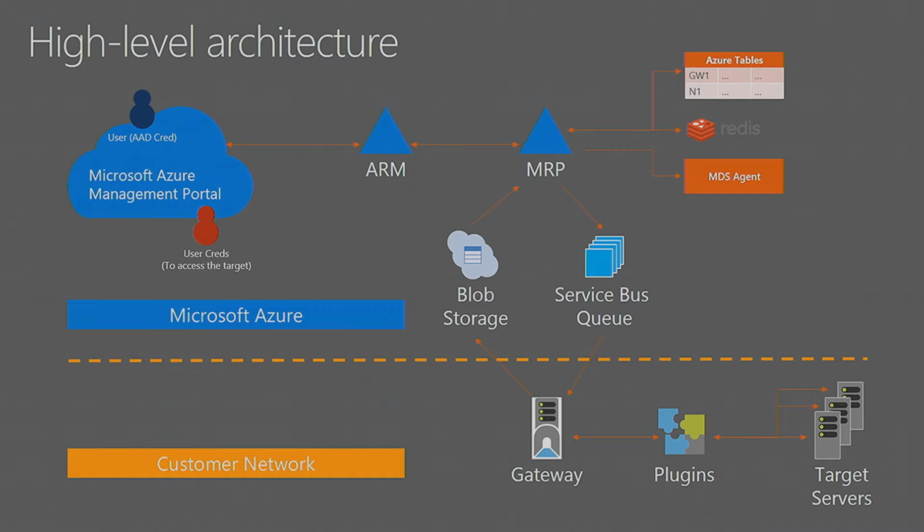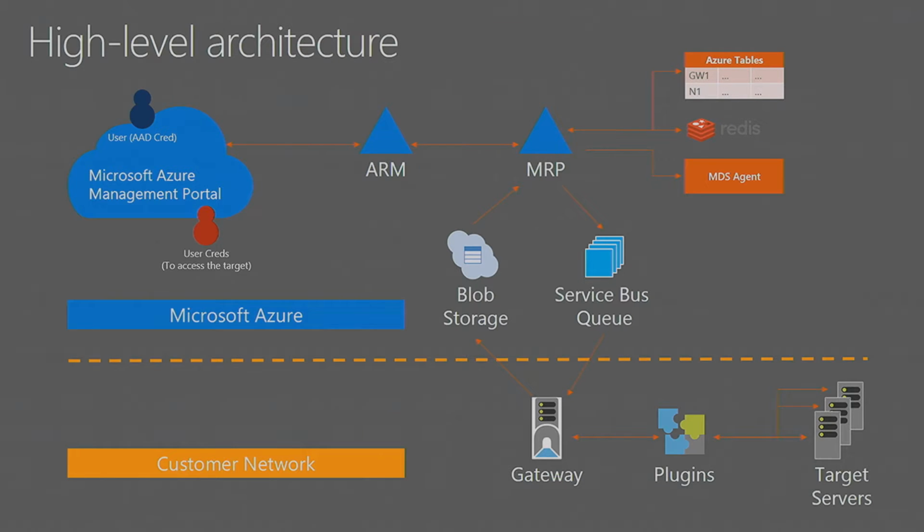The service bus queue is what is used to essentially send messages from Azure to the gateway. So I mentioned that the gateway reaches out to Azure to your specific subscription. And so each subscription and each particular instance of the gateway that you deploy is essentially going to have a separate queue.